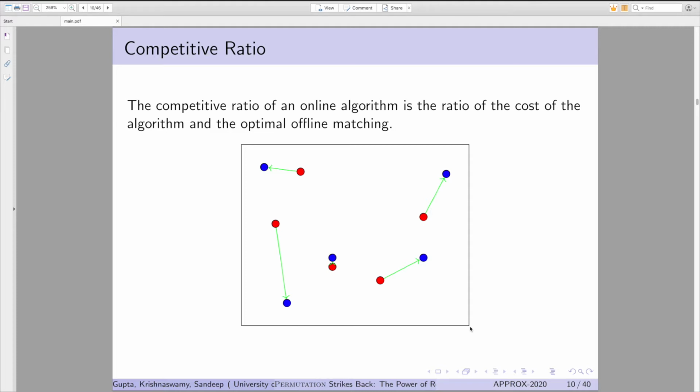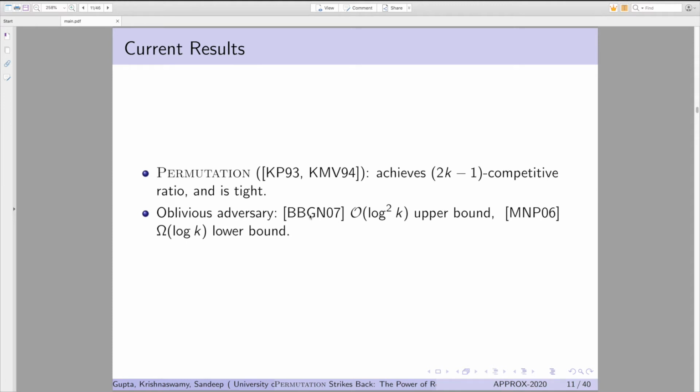For example, in this instance, the optimal matching is denoted with the green edges. So the algorithm doesn't know the optimal matching beforehand since it doesn't know the clients. But with respect to the optimal offline matching, we need to do well. That's the goal, and this has been studied quite a bit.